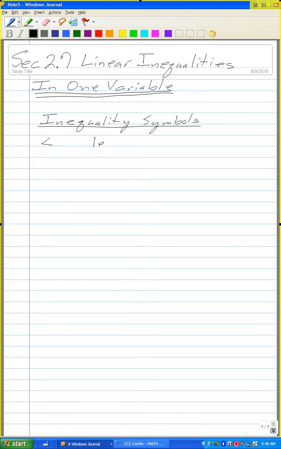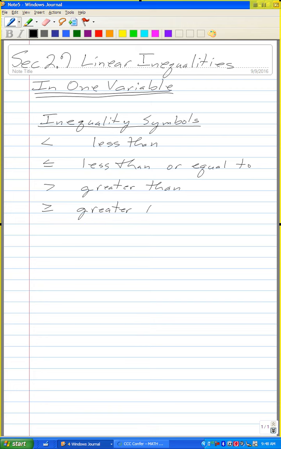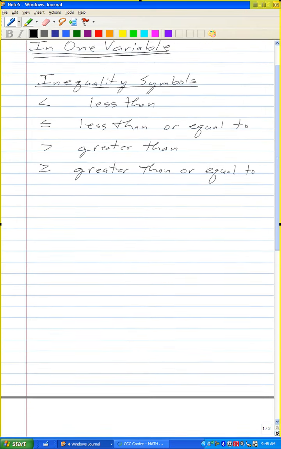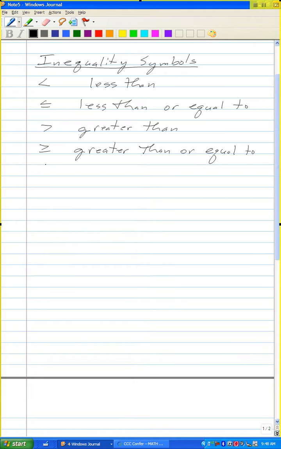So less than or equal to, greater than, greater than or equal to, not equal, not greater than, not less than, which is actually the same as greater than or equal to.